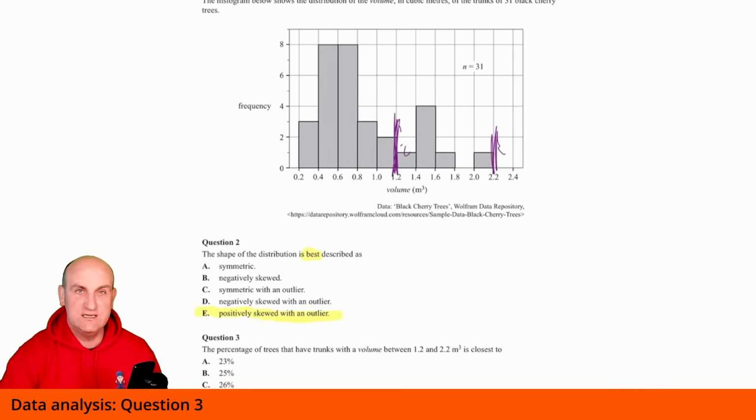Now it wants percentage of trees, and we have to be very careful because they've tried to trick us here with a frequency. So what do we got here? We got 1, and that's 4, and that's 1 and 1. So 4, 5, 6, 7. So Trev, 7 trees in total out of a total of, how many did you tell me?